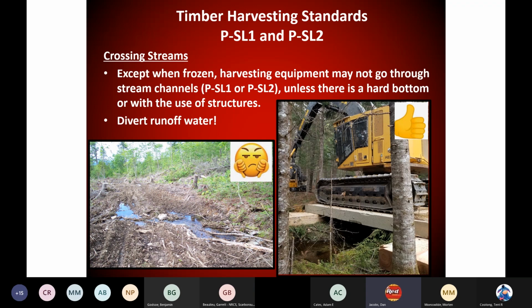This is a stream right here. It was a stream channel, still flowing, but barely. And it was heavily impacted by the crossing. It was significantly damaged. The banks were broken, the channel was disrupted, and there was sedimentation. This is a violation right here.